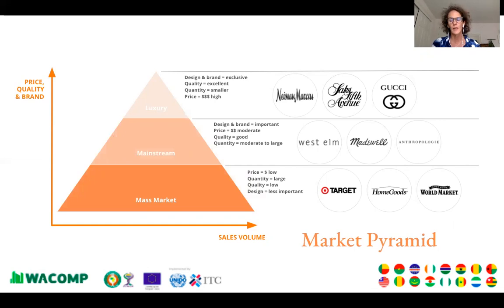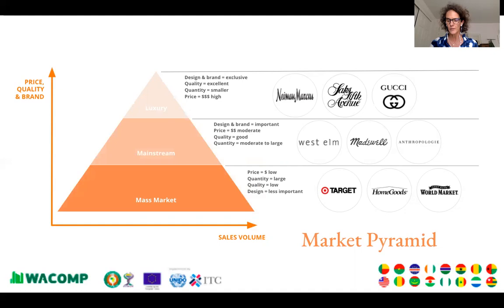The mainstream market is accessible to a much broader population of customers who care about design and quality, but also want convenience and reasonable prices. The mainstream market is defined by moderate prices, design and brand being important, quality being good, and the quantities being moderate to large.